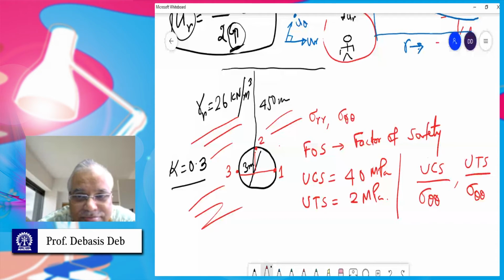P naught will be rho GH in this formula. Yes, P naught will be rho GH, correct. That is what I was asking. Rho G is already given as 26 kilonewton per meter cube, and H is 450. So you know P naught, then you know K, and you multiply by 0.3. It is just an application of those formulas. There is nothing more there. Okay.